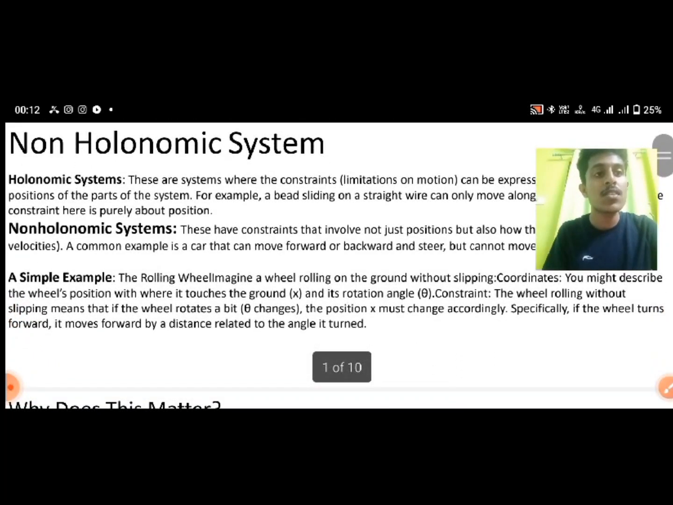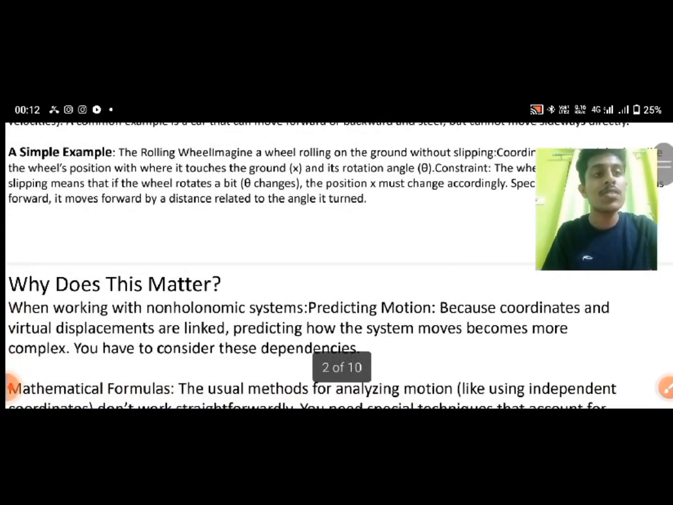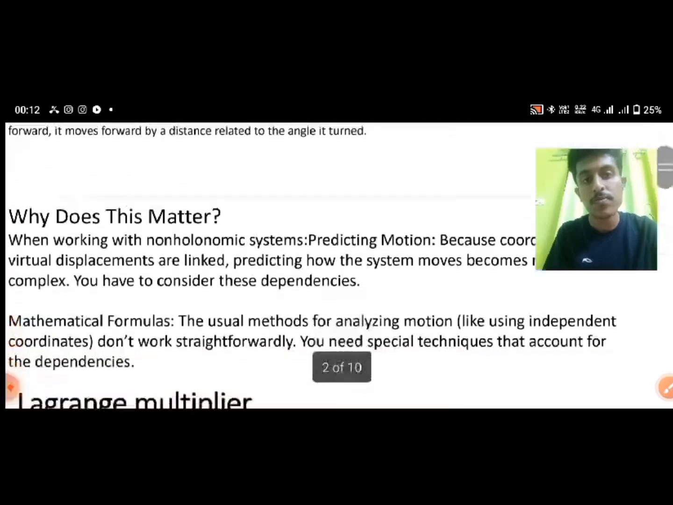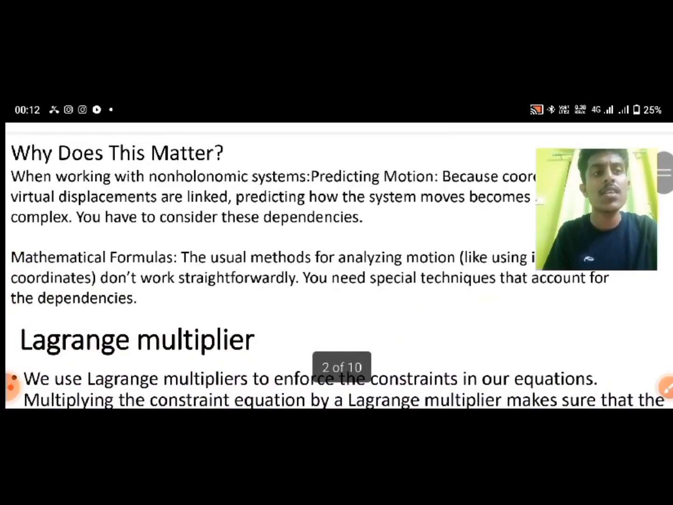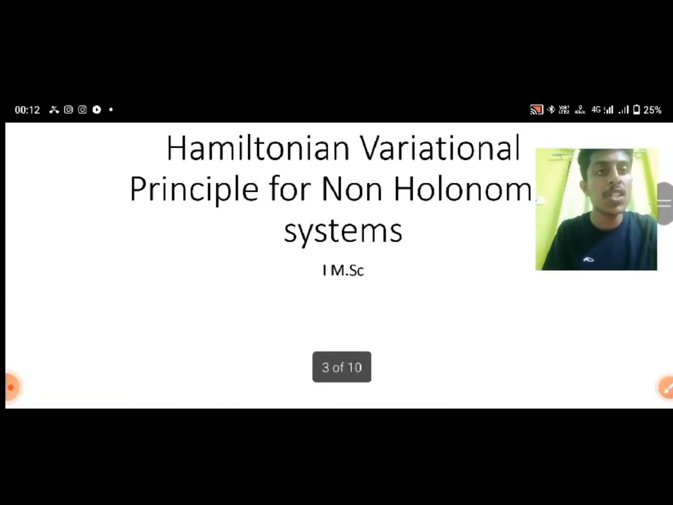That's why the non-holonomic system is important, because to explain the motion of systems like the rolling of a wheel, we have to consider it as a non-holonomic system, because the generalized coordinates and the virtual displacements are interconnected. To make a proper equation, and for analyzing the motion, we need the non-holonomic system. So let's go to the Hamilton variation principle.